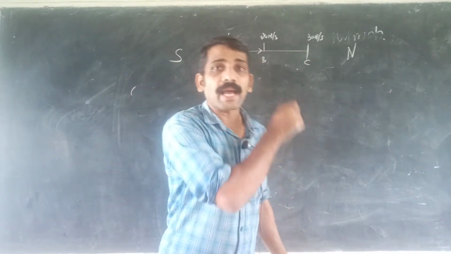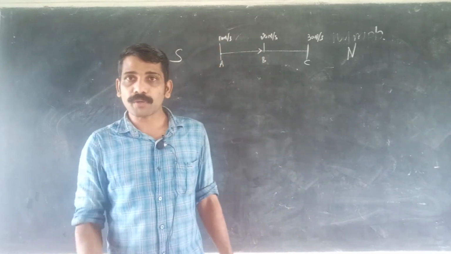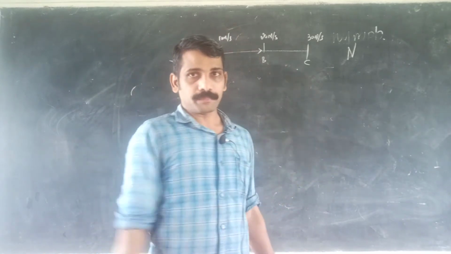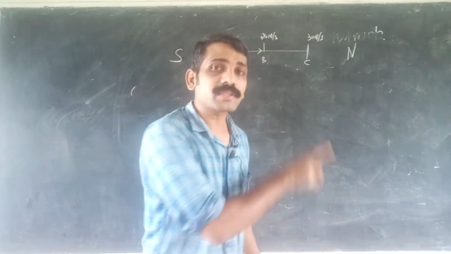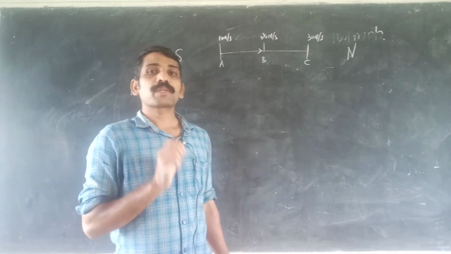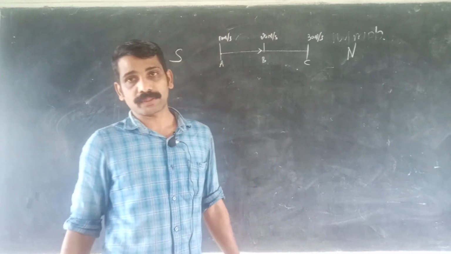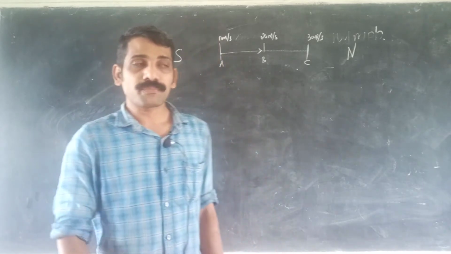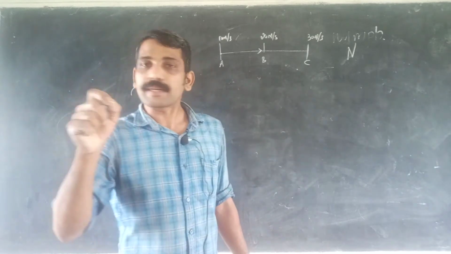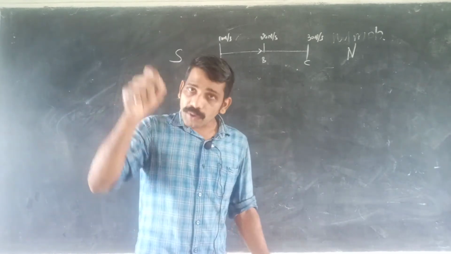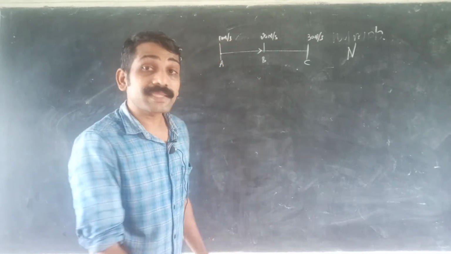Like that, if the object moves with non-uniform or variable velocity, then the velocity is calculated in terms of average velocity. If the speed is different, then speed is calculated in terms of average speed. If the velocity is different, then velocity is calculated in terms of average velocity.